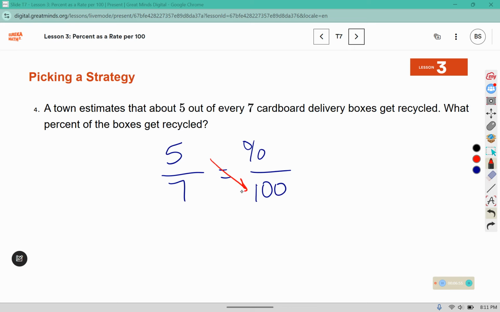These two are diagonal from each other, so cross multiply, and then we'll divide by the number we haven't used yet. 5 times 100 is 500. Divide that by 7, and that is approximately 71.43 if we round it to the hundredths place. And that value is the percent value.